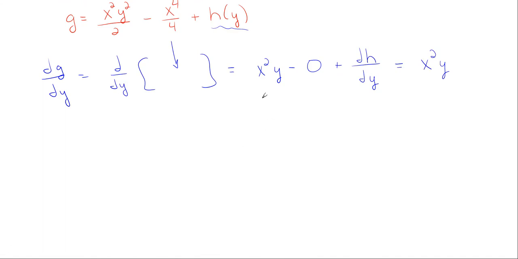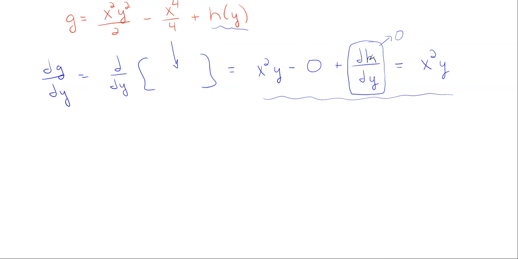Well, looking at this portion right here, we have x squared y on each side. So this means that this term, the partial derivative of h with respect to y, has to be 0. So how do we find h then? Well, we're just going to have to use some integration again.